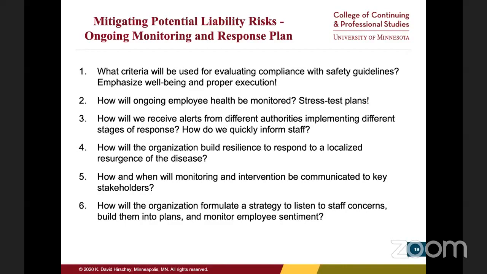How and when will monitoring and intervention be communicated to various stakeholders? I want you to think of customers. I want you to think of employees' families. I want you to think more broadly than shareholders, but stakeholders. How are you going to have a method to listen to staff concerns, put them into plans, and monitor whether or not the employees believe that what you've put into place is going to work?